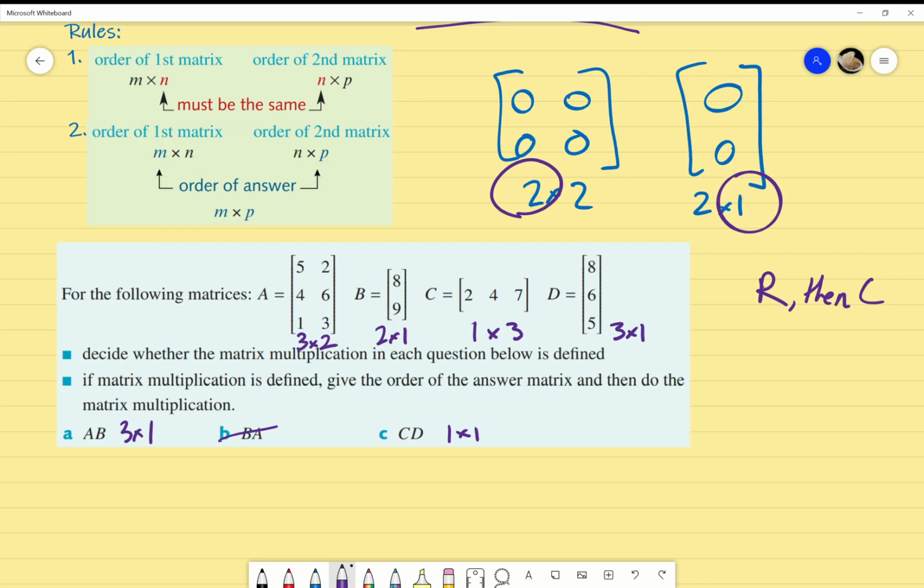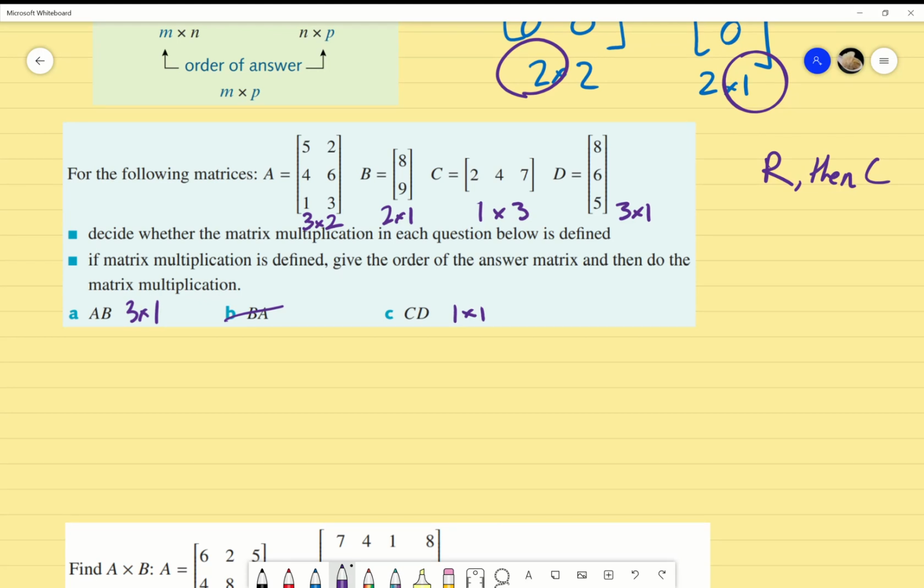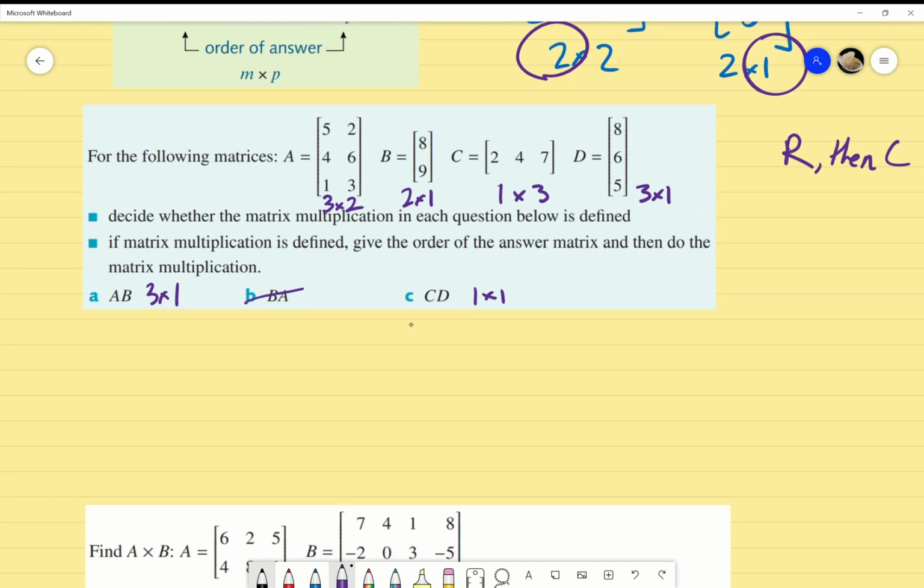Let's continue. All right, let's try and solve it. I'm going to try my best to explain it. It's very weird. The process is so much more complex than it needs to be, but let's go through it. AB, I'm going to actually write the matrices out. You don't have to write this out. This is just so that we can break it down a little bit easier. So 5, 2, 4, 6, 1, 3, and 8, 9.